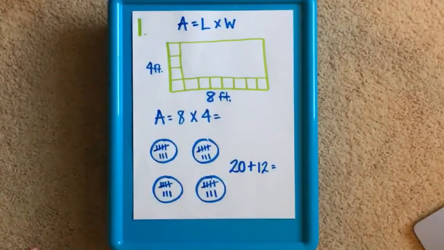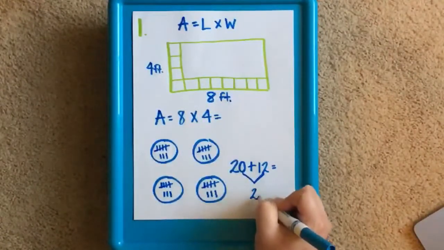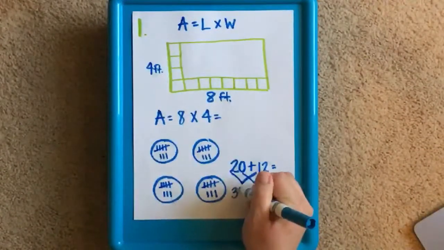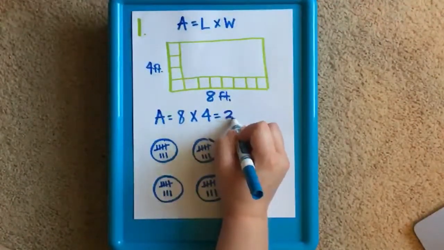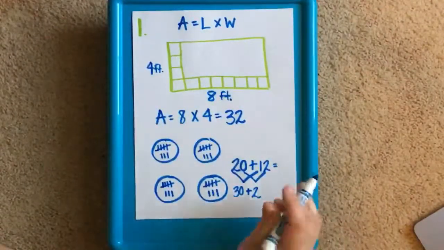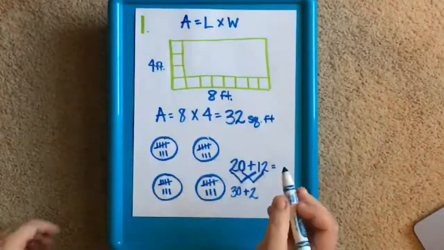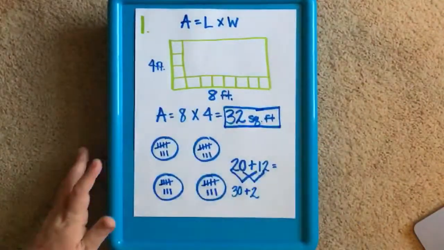So now I just have to add 20 plus 12. Let's figure this out. So I'm going to add my ones place. 2 plus 0 is 2. I'm going to add my tens place. 20 plus 10 is 30. Well, 30 plus 2 is 32. So I know my area is 32 square feet. And then of course I'm going to box or circle my answer because now I am done.